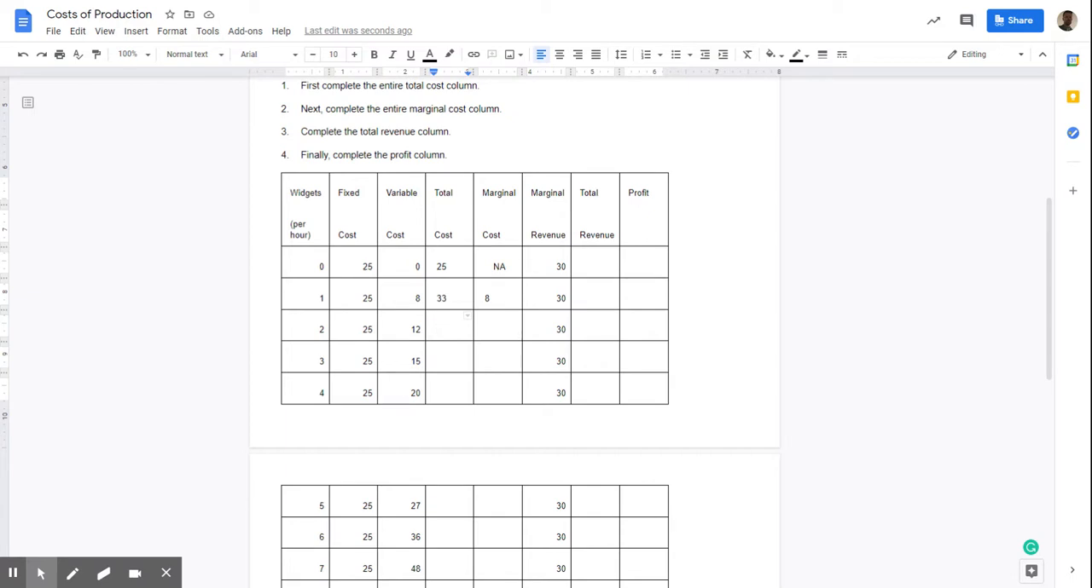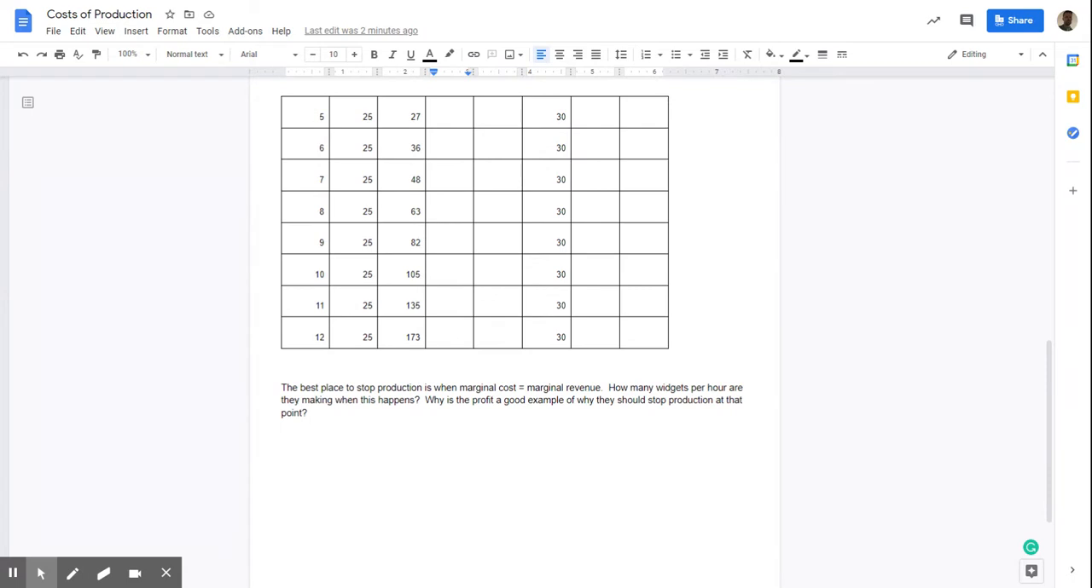In this next step here, the total revenue is 30 times 2, which is 60, and then 60 minus this new number here, this total cost. And I think you'll find that they actually have a positive profit for the first time. And then once you're done, don't forget to answer these questions down at the bottom.